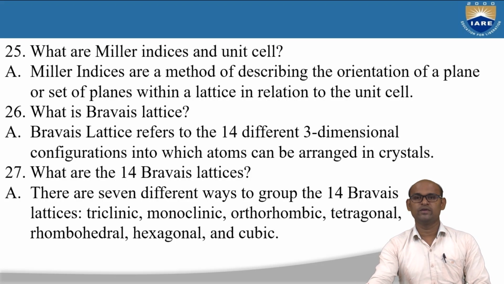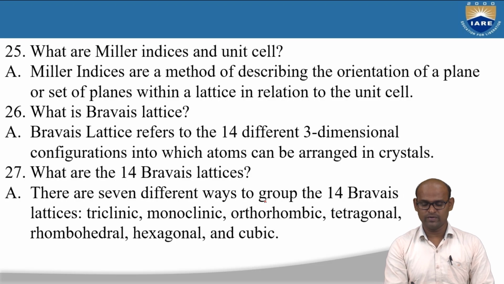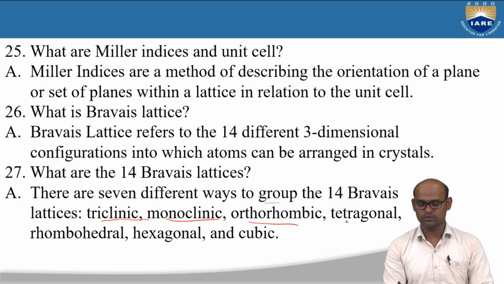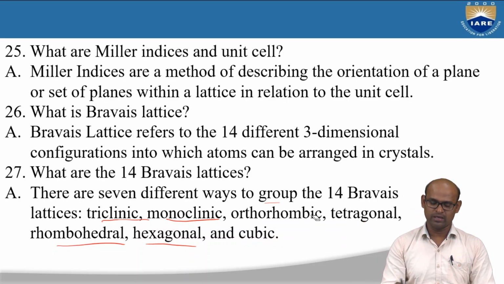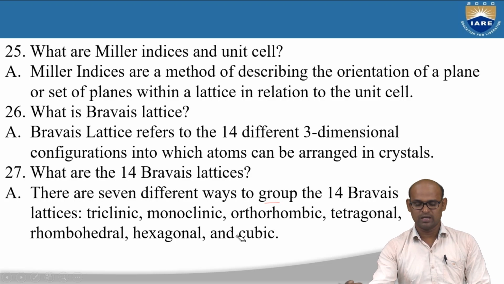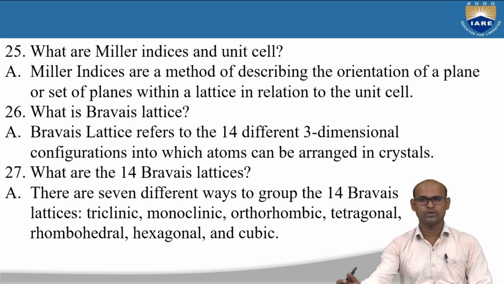What are the 14 Bravais lattices? There are 7 different ways to group the 14 Bravais lattices. The 7 crystal systems are triclinic, monoclinic, orthorhombic, tetragonal, rhombohedral, hexagonal. So these are the different types of arrangement of Bravais lattices. There can be a body-centered cubic lattice, a face-centered cubic lattice, and a simple cubic lattice.